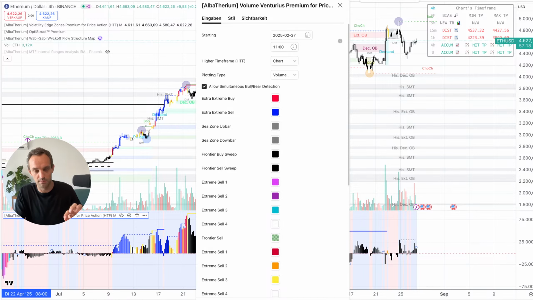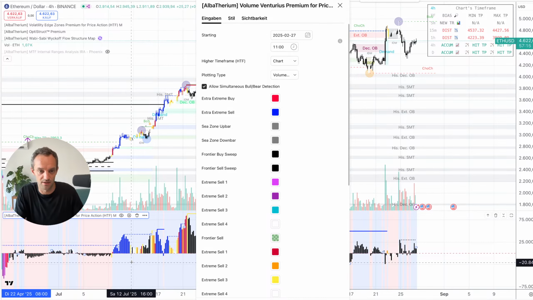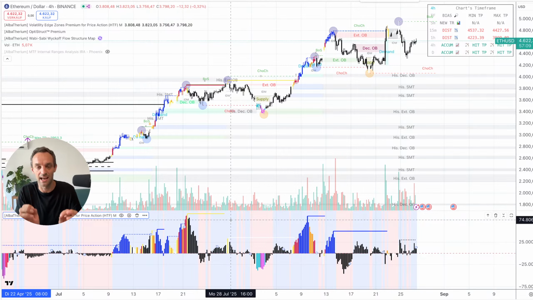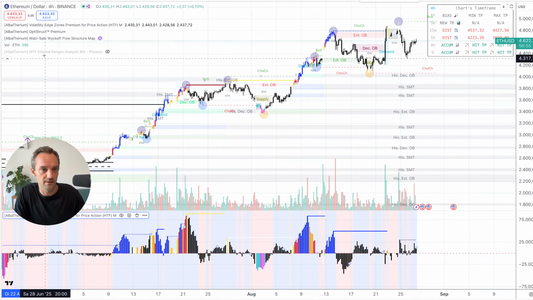If you're a new member and you first install or load volume ventures, our volume indicator, which is analyzing the market orders in relationship to the price movement. Okay, this is very important. It's market orders to price movement. I will cover more of this later on, of course.